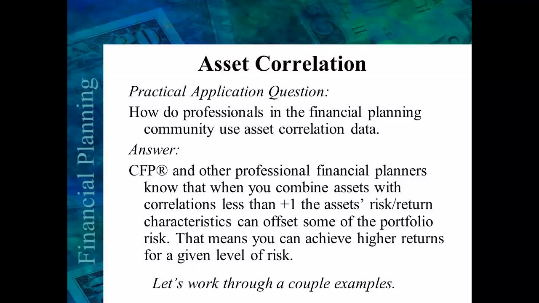Practical application question: how do professionals in the financial planning community use asset correlation data? Answer: CFP and other professional financial planners know that when you combine assets with correlations less than plus 1, the asset's risk-return characteristics can offset some of the portfolio risk. That means you can achieve higher returns for a given level of risk.